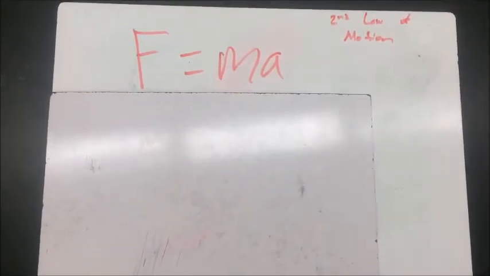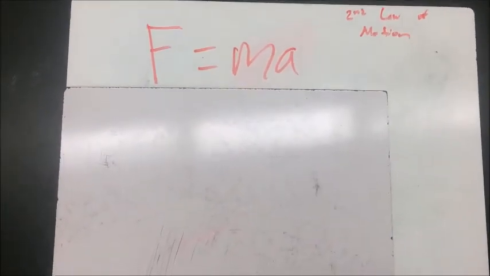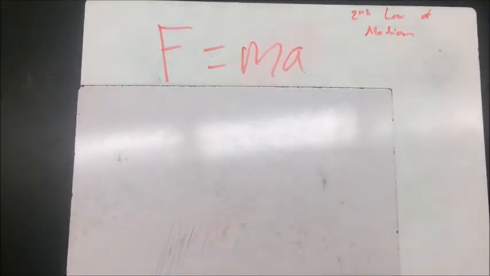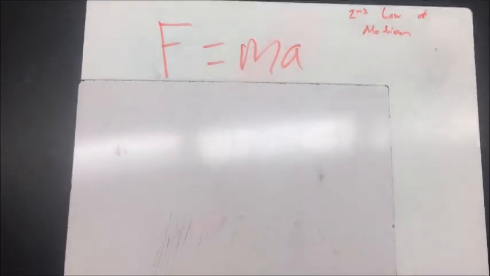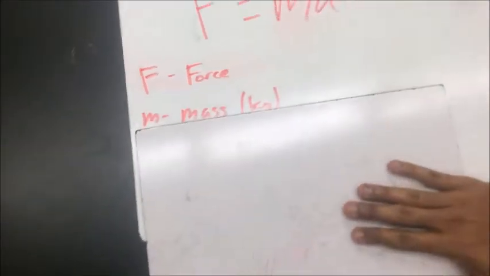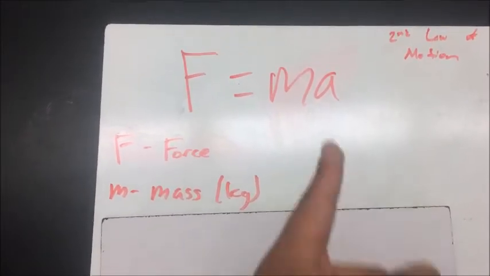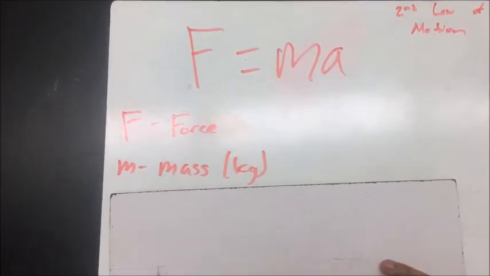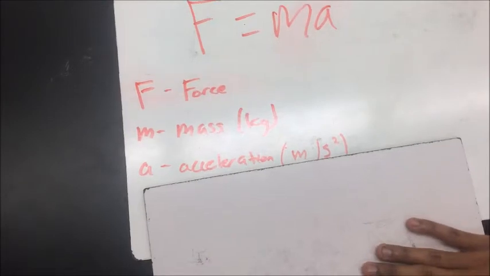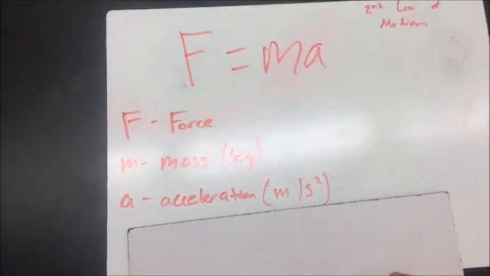Alright, so the second law of motion is categorized as a simple formula, and that is F equals ma. Now, what does that mean? F represents the force, it is measured in newtons. M is for the mass, represented in kilograms, and A is acceleration, represented in meters per second squared.